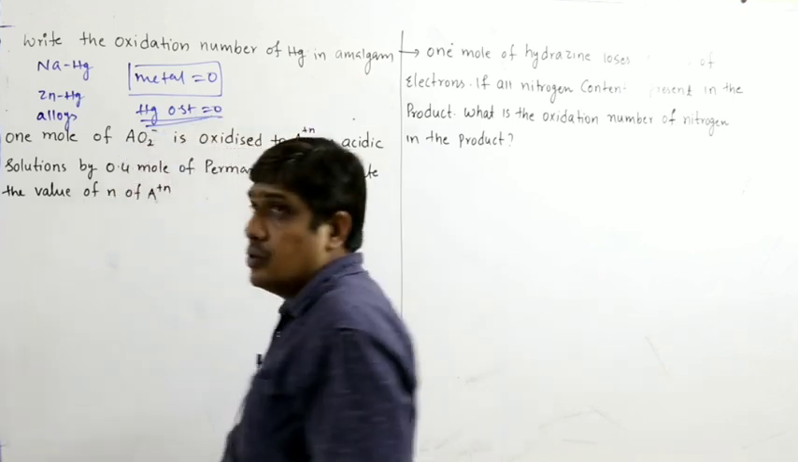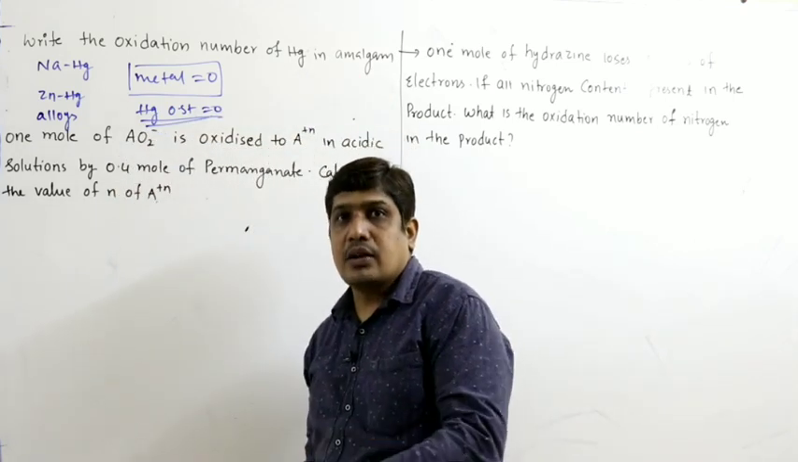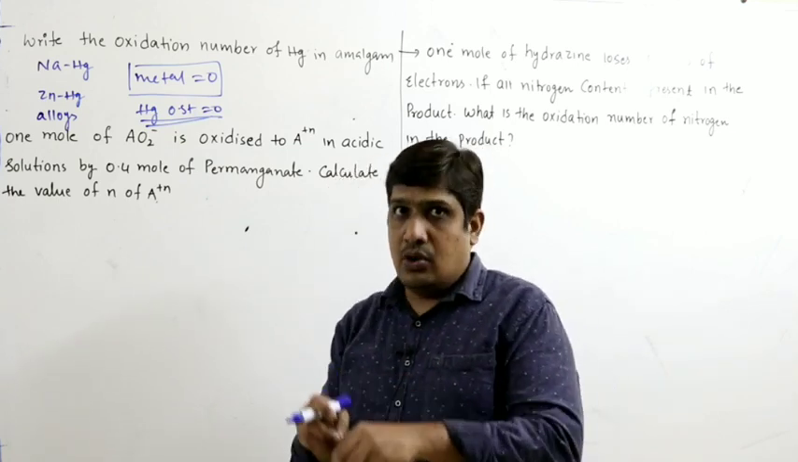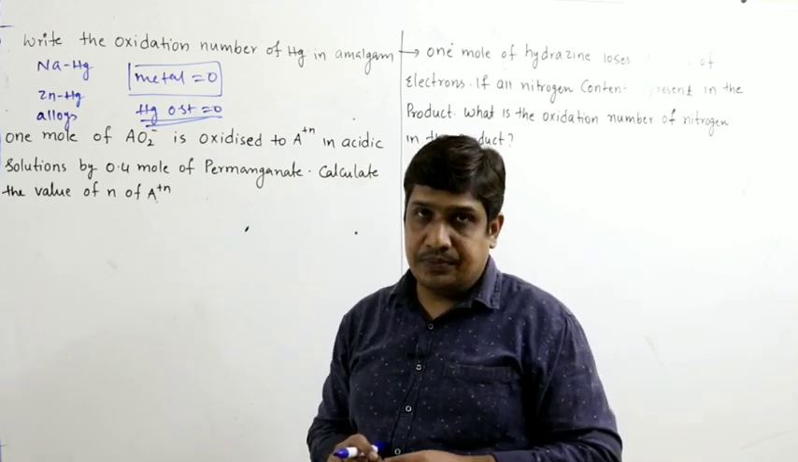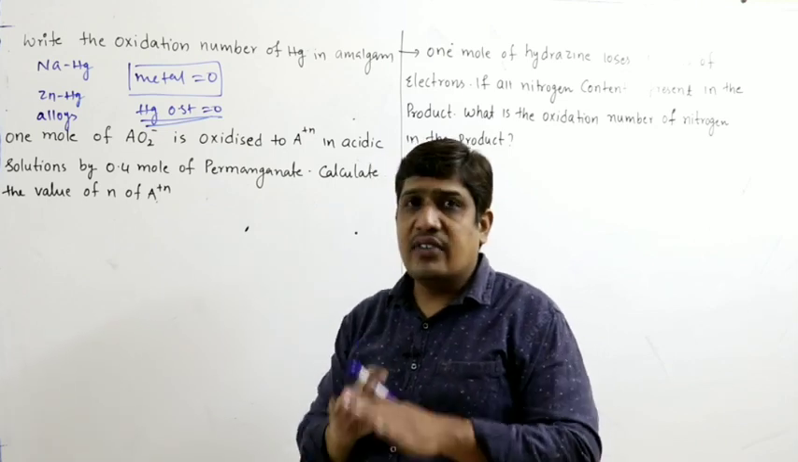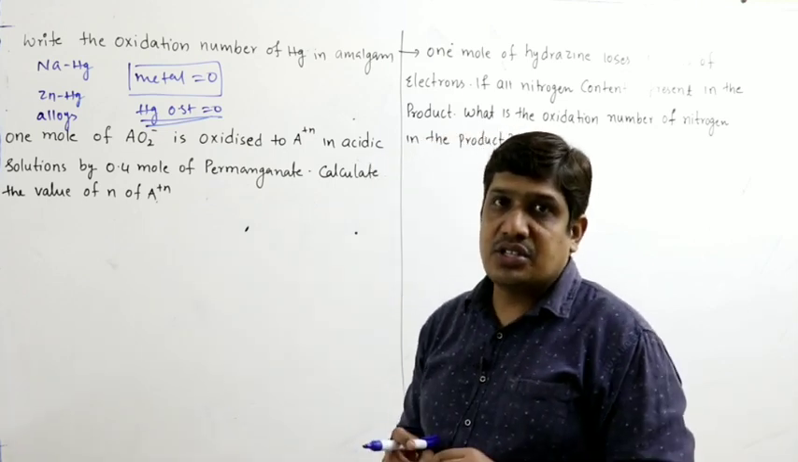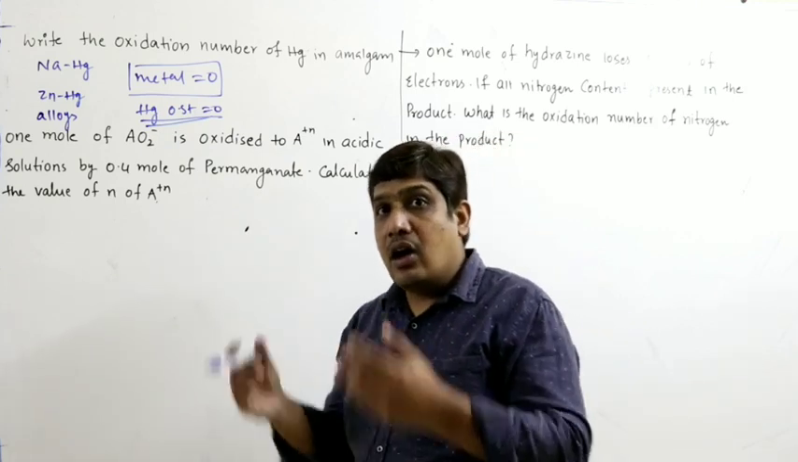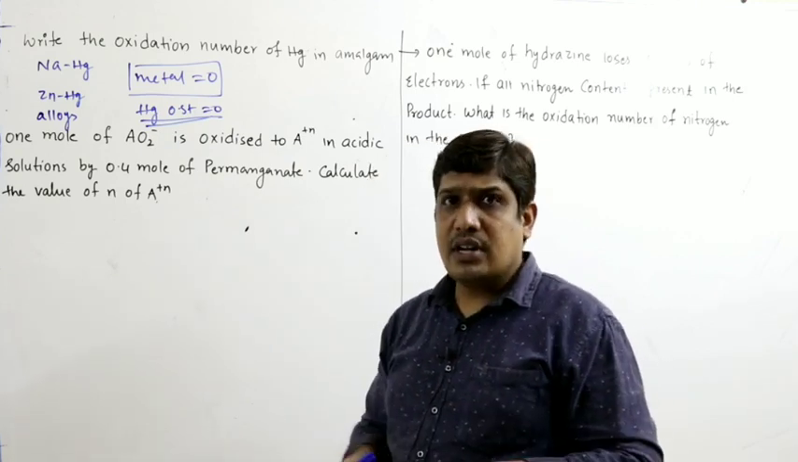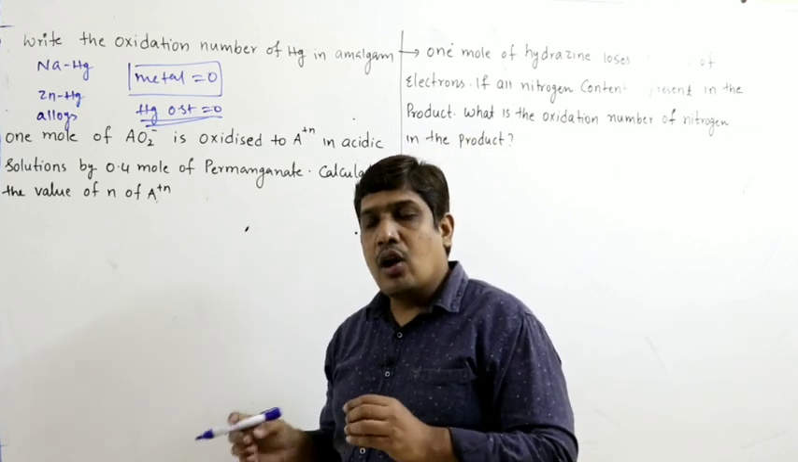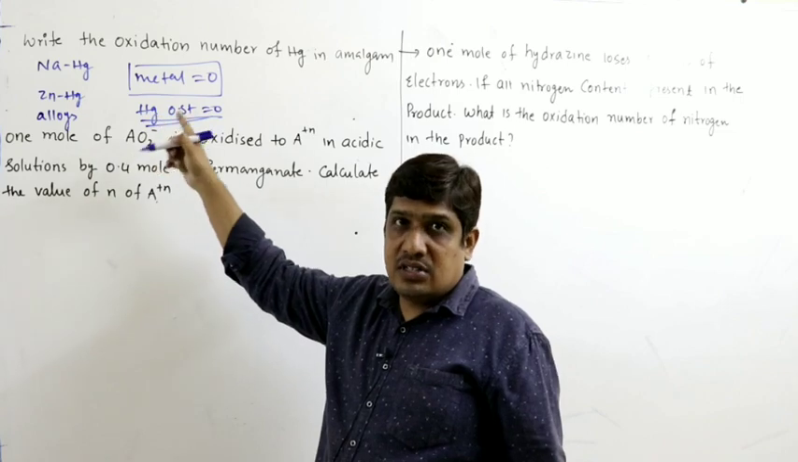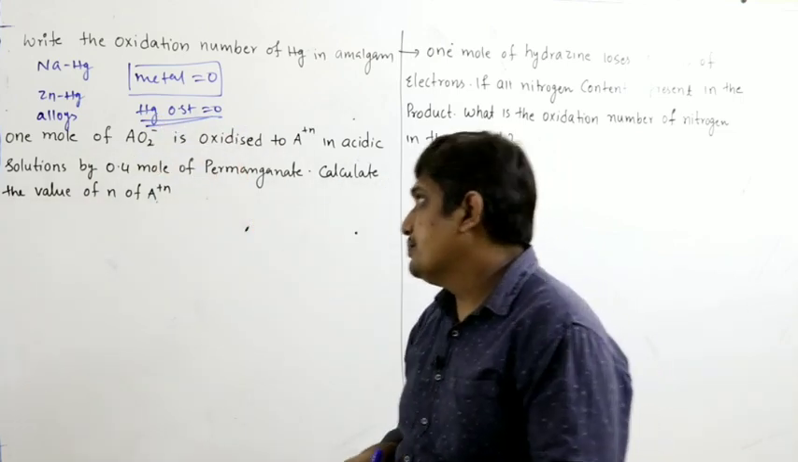Amalgam is a mixture of 2 metals, sodium amalgam, sodium mercury, zinc amalgam, zinc mercury. 2 metals are dissolved together, they do not react. There is no gain or loss of electrons. Hence the oxidation state of mercury in amalgam is 0, or in alloys. Alloy is also a mixture of 2 or more metals. So there also there is no loss or gain of electrons. Hence in alloys and amalgams the oxidation state of metal is 0.